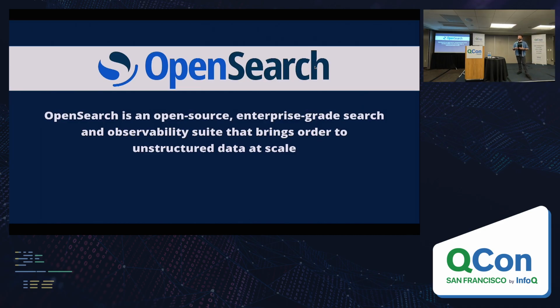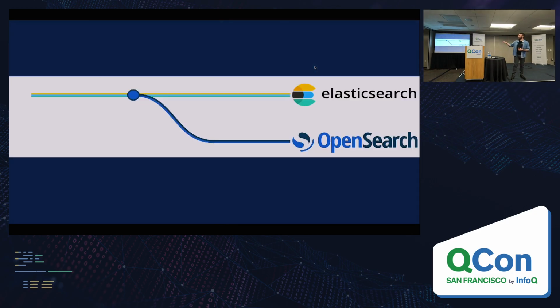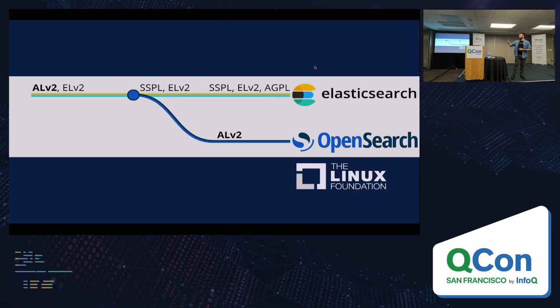OpenSearch is used to bring order to unstructured data at scale. It's the last line over here. So as I said, it is a fork of Elasticsearch. Elasticsearch used to be open source. It provided an open source version, and then later they stopped doing that. OpenSearch is a fork that was primarily driven by AWS, and today it's completely donated to the Linux Foundation. It's totally out of their hands at this point.